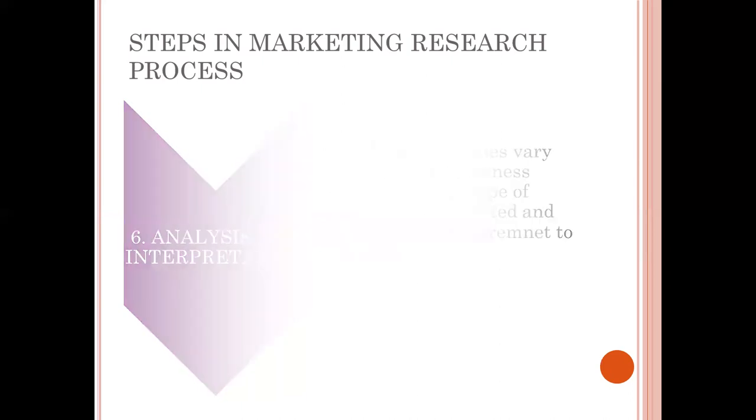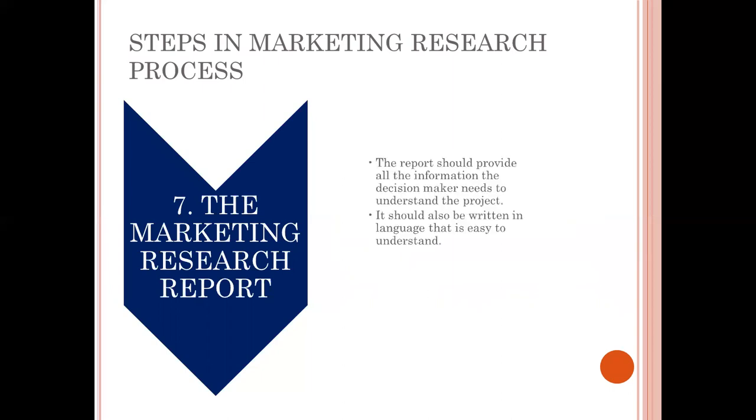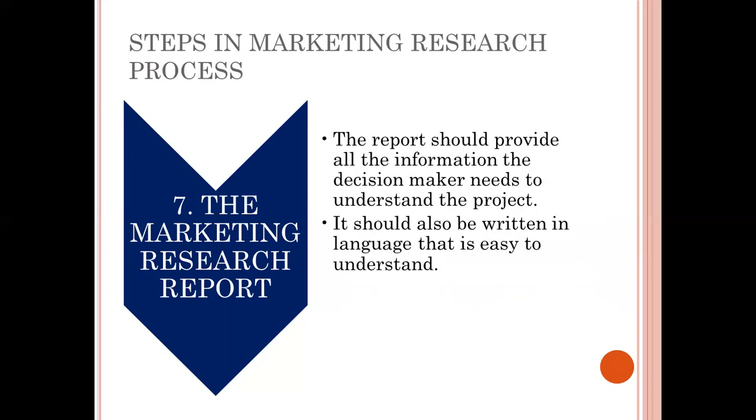And the last step of the marketing research process is the marketing research report. And the marketing research process culminates with the research report. This report will include all the information, including an accurate description of the research process and the results, the conclusions, and the recommended courses of action. And basically, the report should provide all the information the decision maker needs to understand the project.